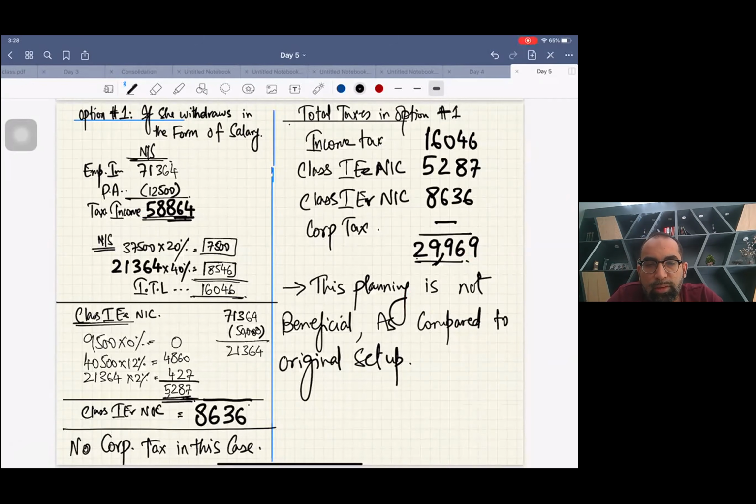There is a question, sir: why are we calculating class 1 employer NIC? Because when she is the employee, the company is the employer, and the company has to pay class 1 employer NIC for all employees.